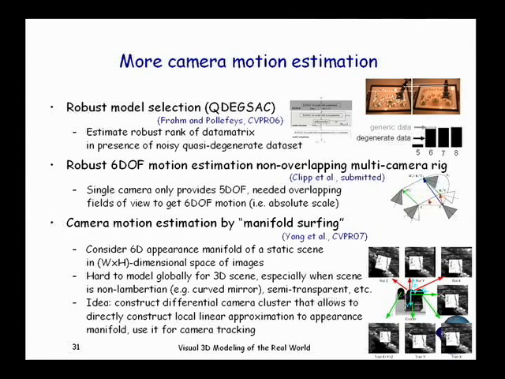Now, if it's a simple scene, then actually having a 3D model allows you to generate that manifold, generate all the images, so all the points on the manifold. But in general, let's say you have non-Lambertian scenes, curved mirrors, semi-transparency, very complicated things. We just don't know how to model that yet.